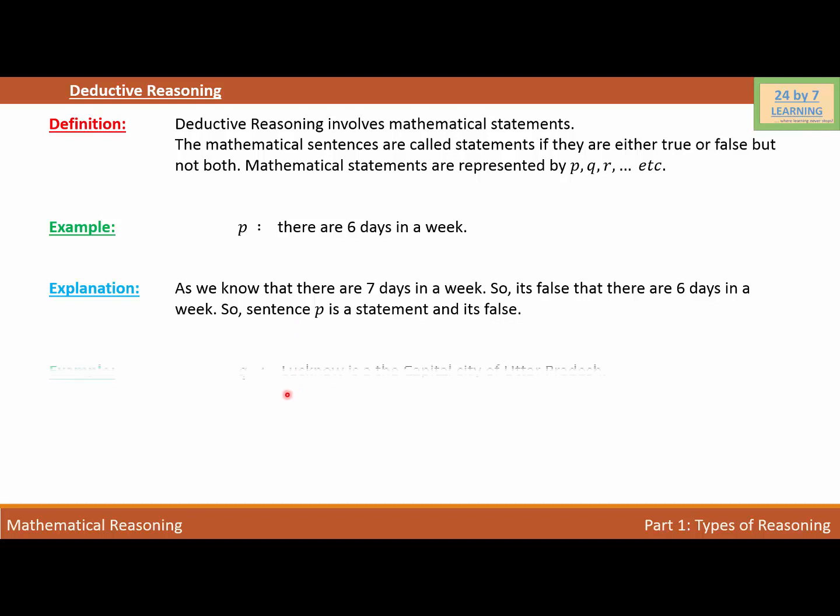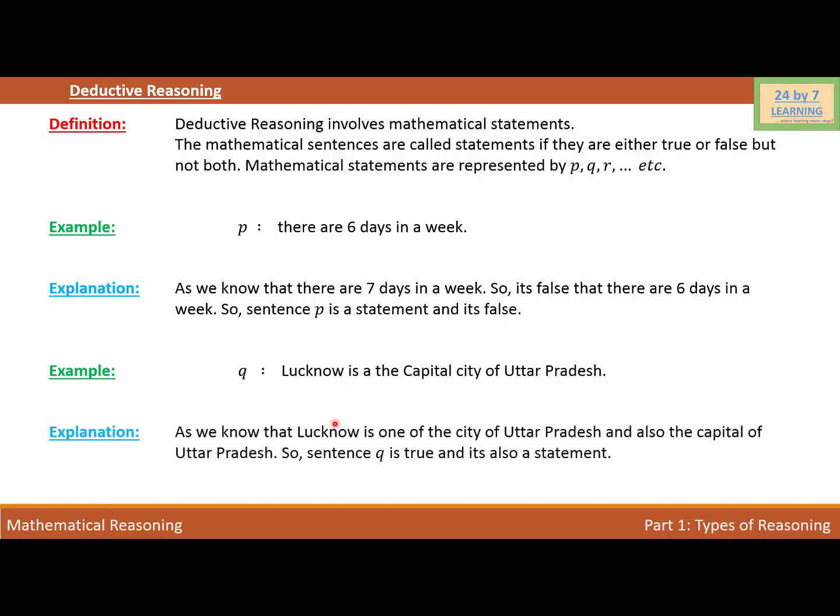Now let's consider another example. The statement Q says that Lucknow is the capital of Uttar Pradesh. So the explanation is, as we know, Lucknow is one of the cities of Uttar Pradesh and also the capital of Uttar Pradesh. So the sentence Q is true and it's also a statement. In other words, Lucknow is one of the cities of Uttar Pradesh and it's also the capital as well. So it's a true statement.